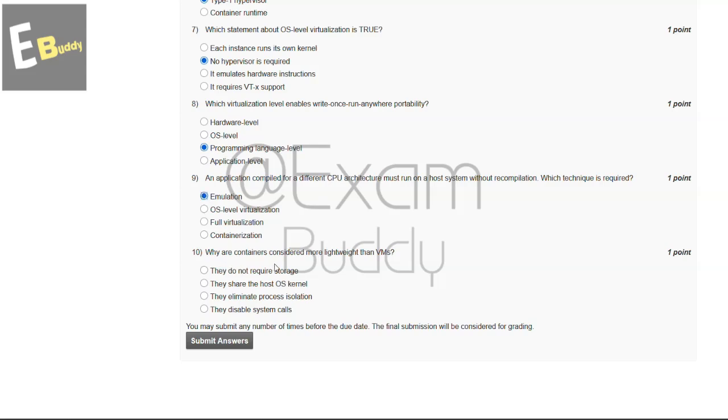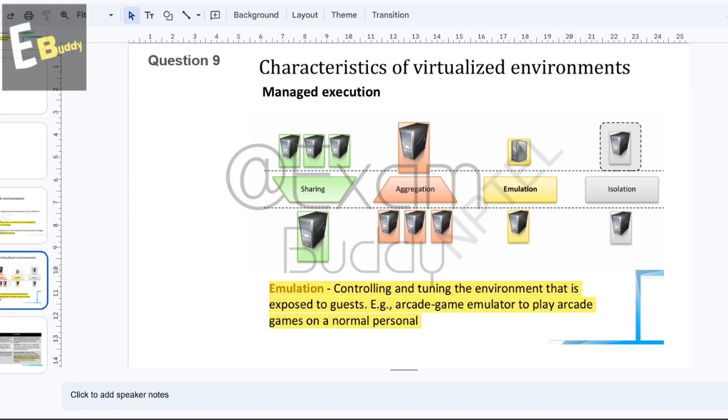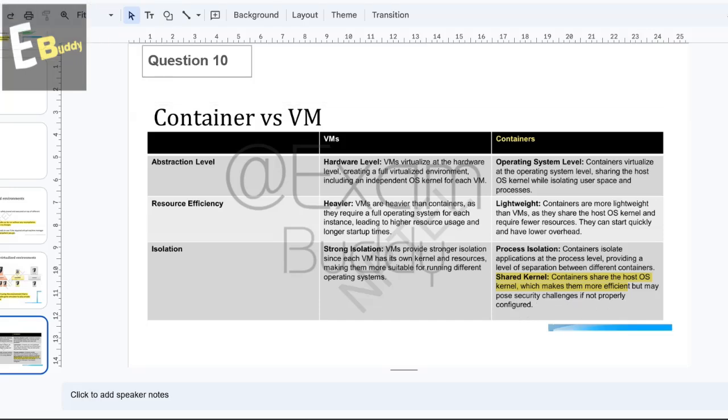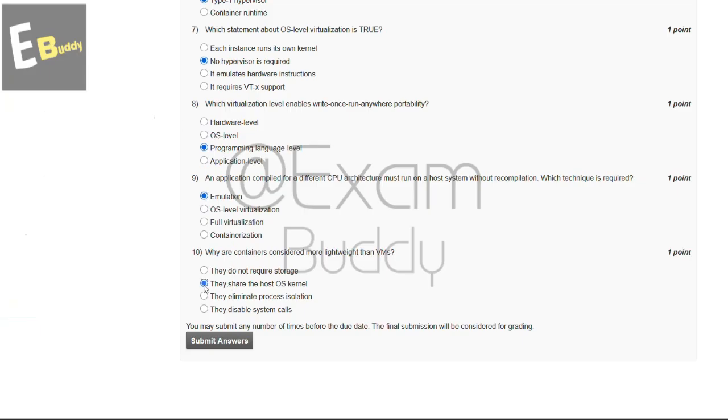Why are containers considered more lightweight than a VM? So these are the options, and now let's check the explanation. The explanation says shared kernel. Containers share the host OS kernel, which makes them more efficient but may pose security challenges if not properly configured. So the answer of our 10th question is B. Now submit your answer.